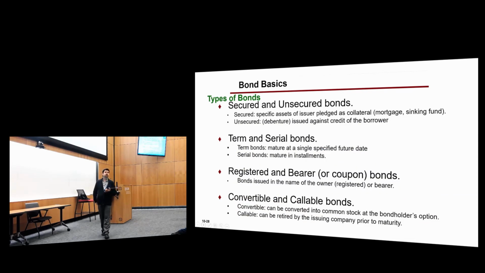Okay? Now there are different types of bonds, not stocks. Bonds. You would have secured and unsecured bonds. When you say secured, it's secured by a certain asset. So like mortgages, for example. They are secured by certain assets.